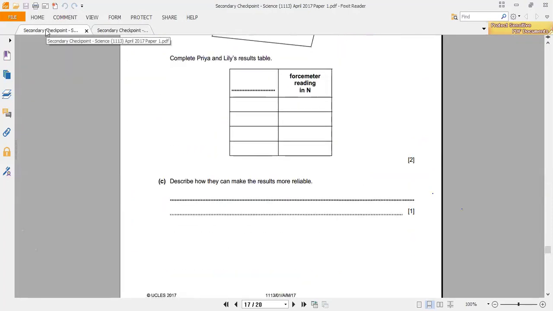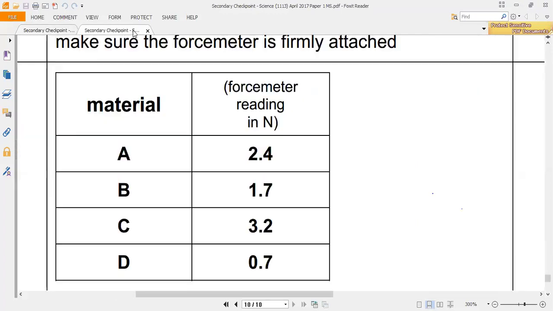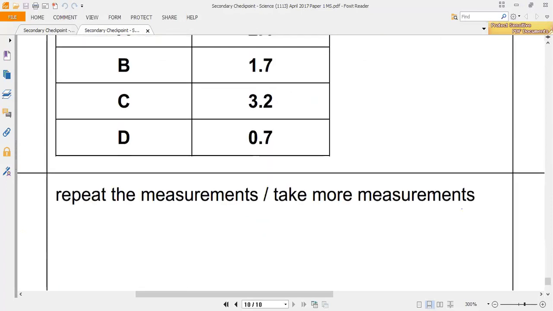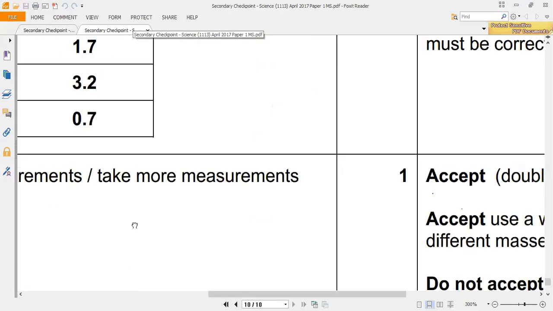Okay, number C. Describe how they can make the results more reliable. Okay, here is a very important word. Reliability is a very important factor in the experiment that should be maintained. So, one of the most accepted answers in the reliability, you can just add only one word, which is repeats, repetition of the experiment. So repeat the measurements or take more measurements. Both of them are accepted.